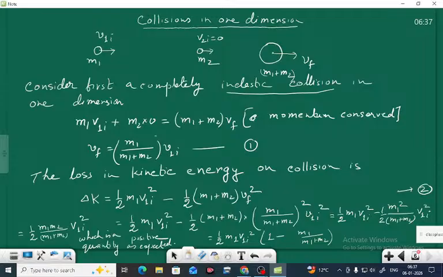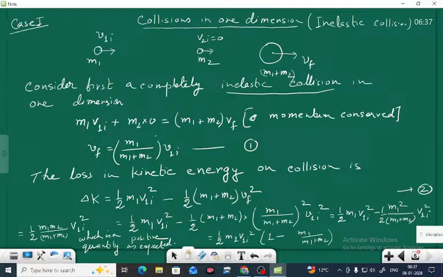So we got these two values for the inelastic collision. You see, collision in one dimension, we have considered the inelastic collision. This is case 1, the inelastic collision.